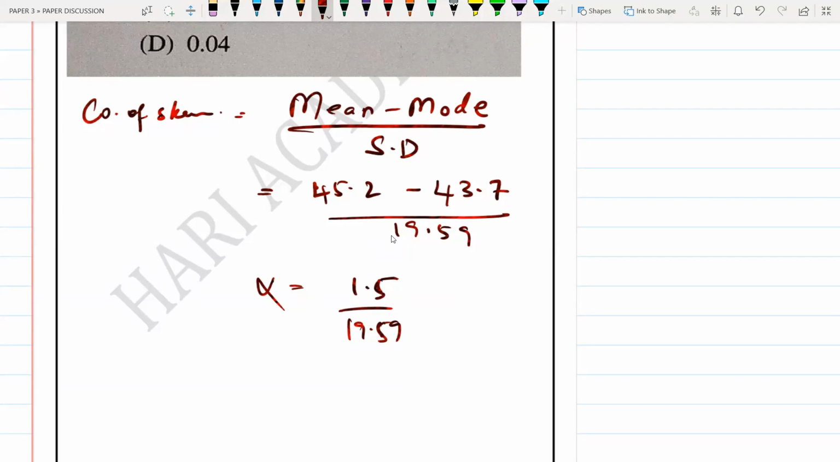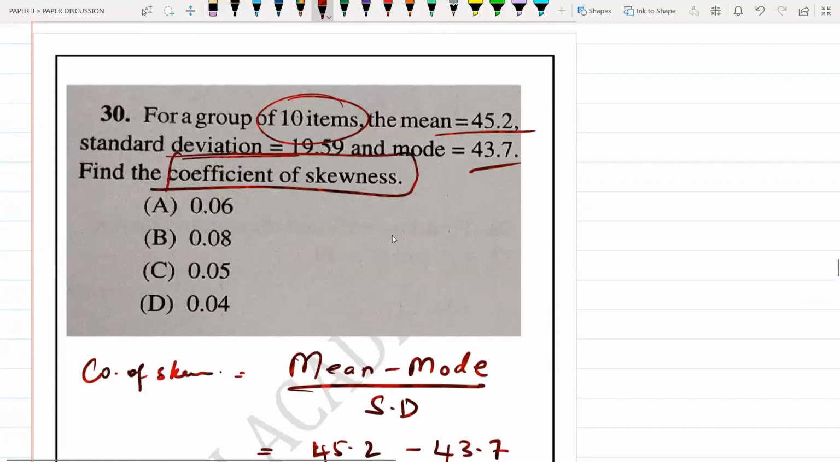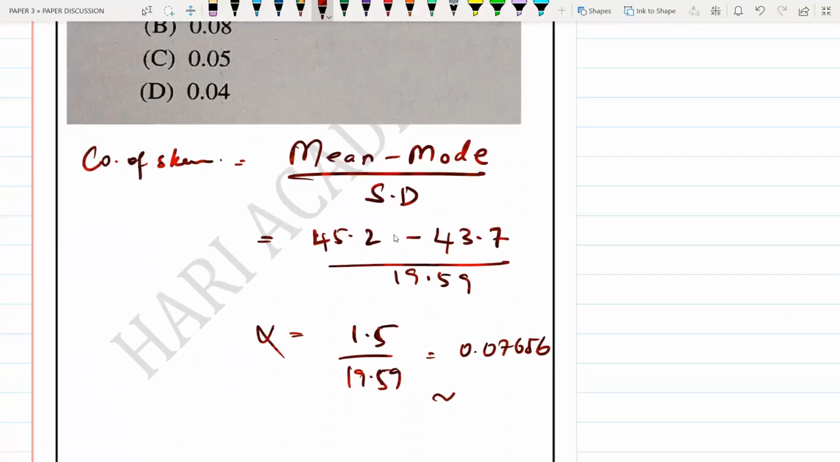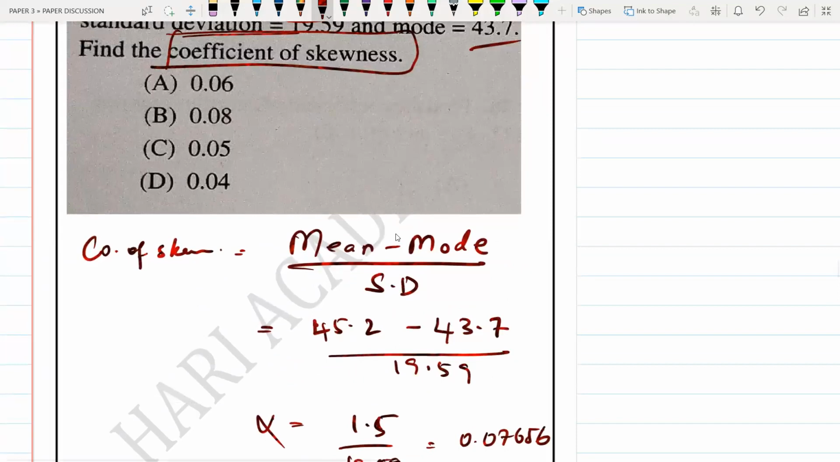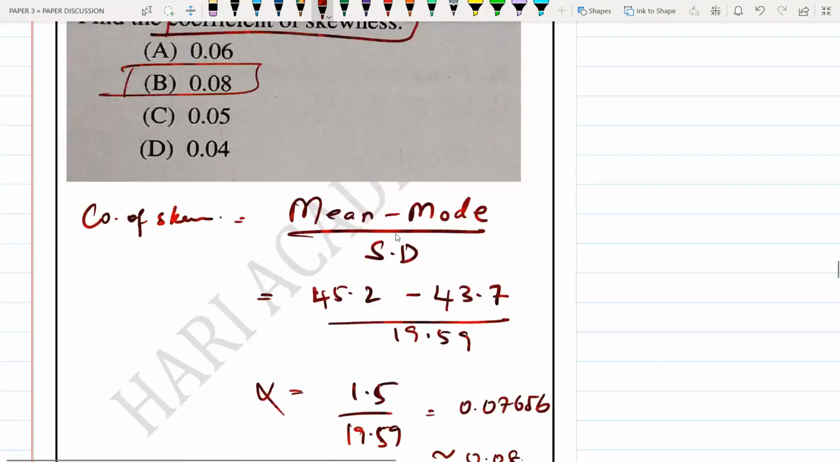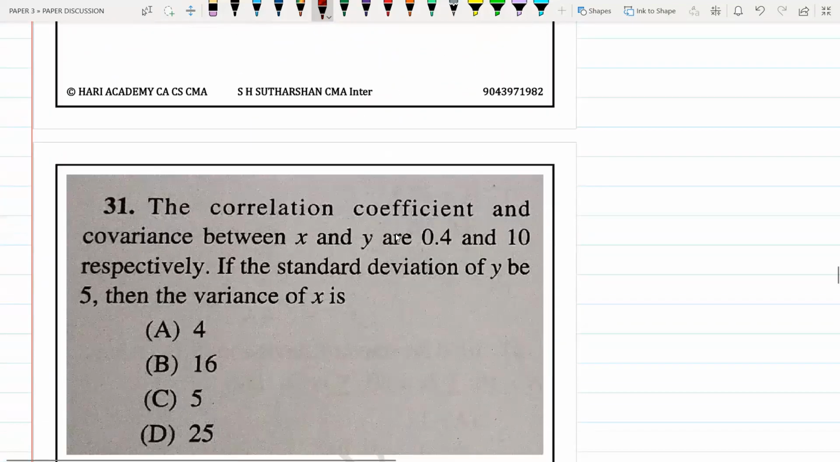If you do, exactly you will get 0.07656. I'll go to my options and check. There is nothing called 0.6. What is the next approximate value? 0.08 is my approximate. I will go with option B.